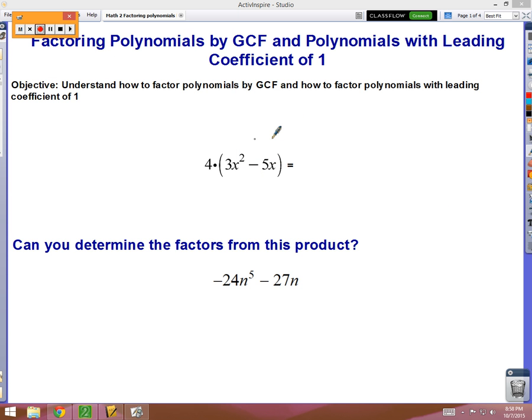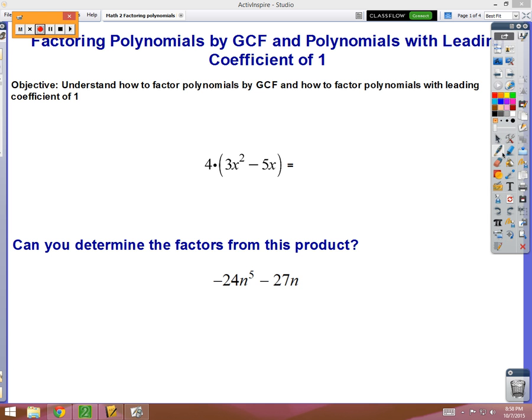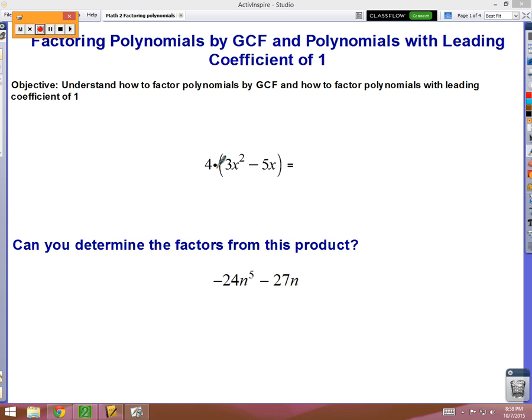Okay, so we have been going forwards, now we're going to turn around and go backwards. So this right here is a multiplication problem, and you have got to distribute the 4 to both of these terms in the parentheses. Okay, in the parentheses you have two terms, so it's a binomial. Your biggest degree is 2, so it's a quadratic binomial.